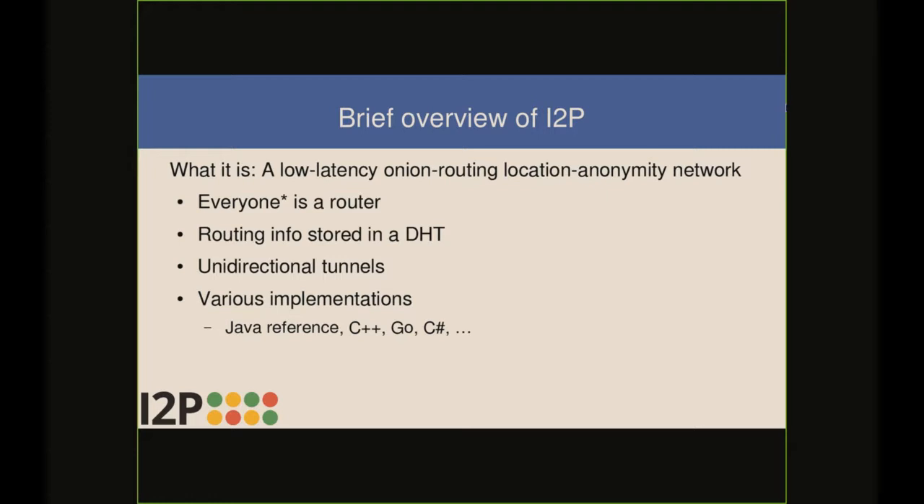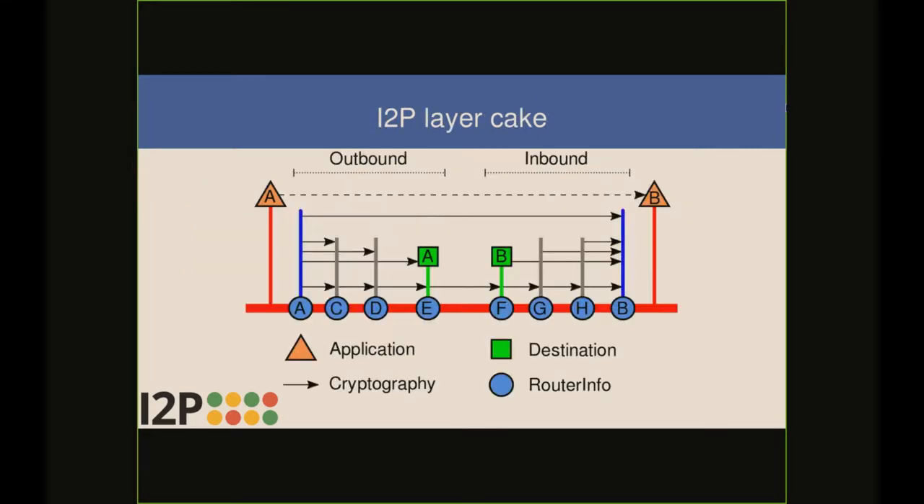The routing info is stored in a DHT and distributed by flooding, as a variant of the Kademlia DHT. Tunnels are unidirectional, which is one of the key things that is mentioned as a difference, and I will get into that more later. And I've got a bunch of reference implementations there. So if you think Java's ew, you can go for C++. If you think that's ew, then go, or, yeah.